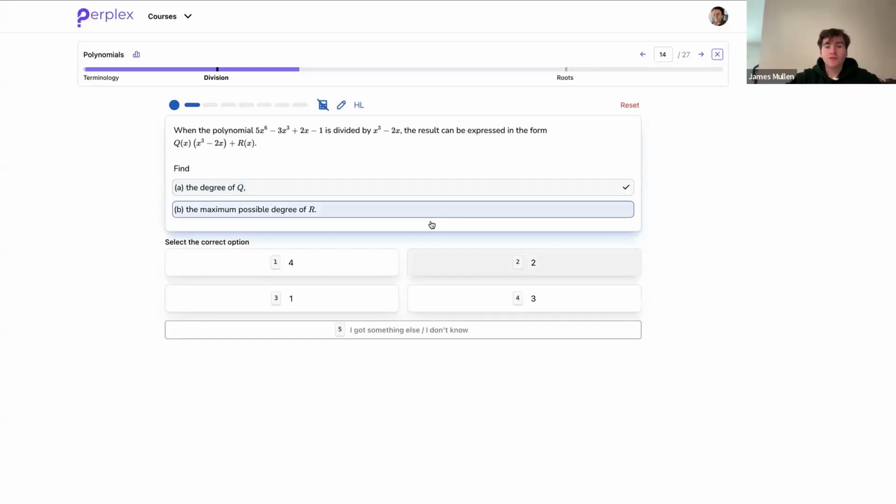Okay? Now, to find the maximum possible degree of r, I remember that when I'm dividing by x cubed minus 2x, I stop my polynomial division when the result that I have has a degree that's less than that of the divisor. If I had x cubed or greater, I could divide again. I could pull out one more term, and that means that the remainder cannot have a degree of 3 or higher, which means its maximum possible degree is 2. Okay?